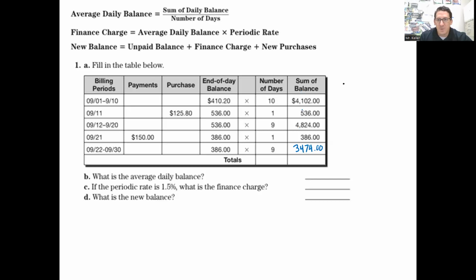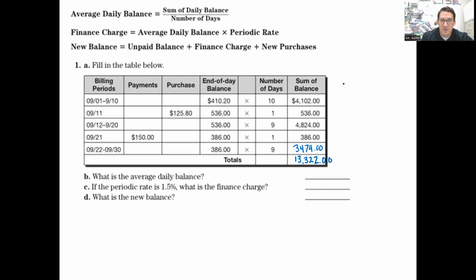All right. Then we need to add all these to get the totals. So 3474 plus 3386 plus 4824 plus 536 plus 4102. So this column, the sum of all the balances, totals out to 13,322.